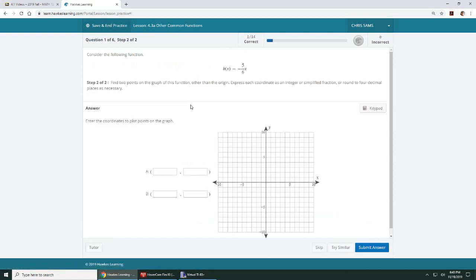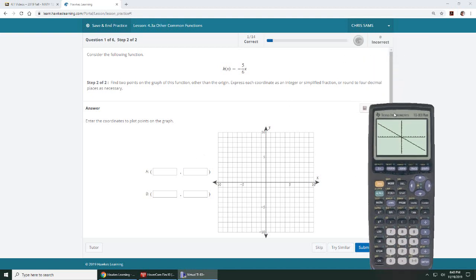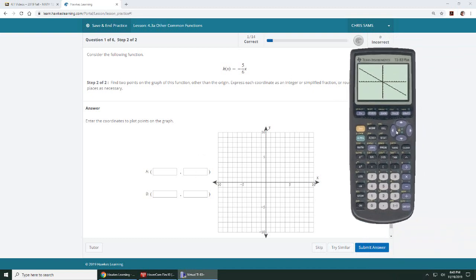And then they want you to plot some ordered pairs. Now, it just says find 2 points other than the origin. Okay, so you can see from this graph it goes through 0, 0. So once you graph it, I think they want integer or simplified fraction. You can round to 4 decimal places, so you have very many options. If you graph it, just hit the second button and then the graph button, and it will show you a table of values. And it wants you to use any numbers except for the origin, which is 0, 0.